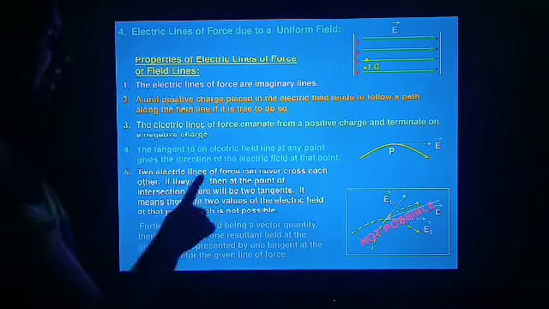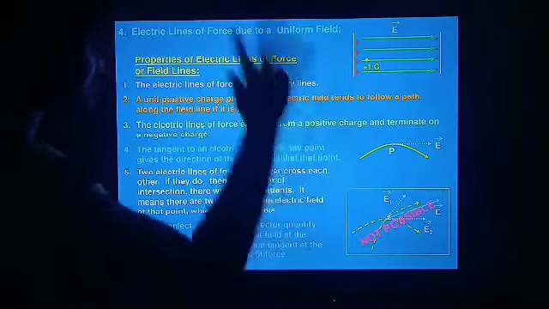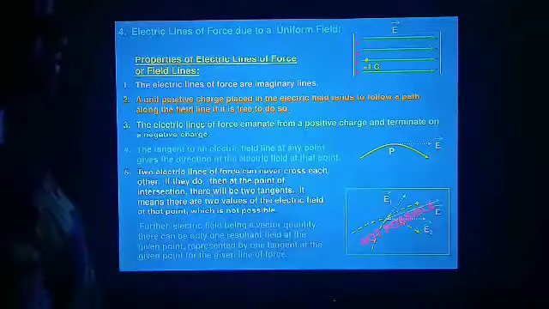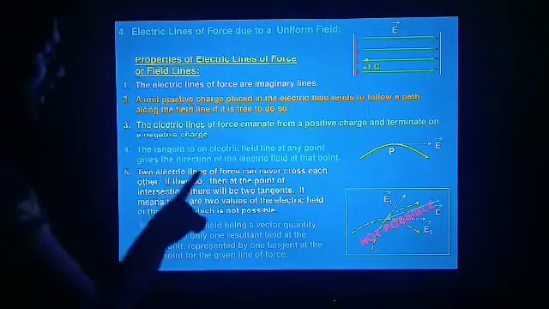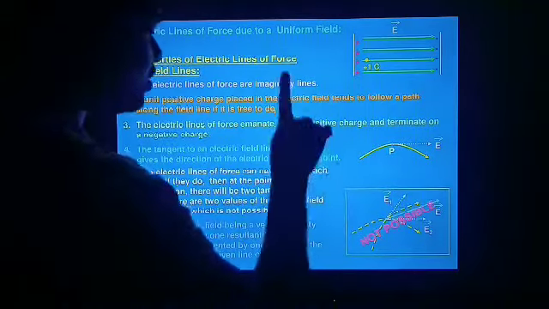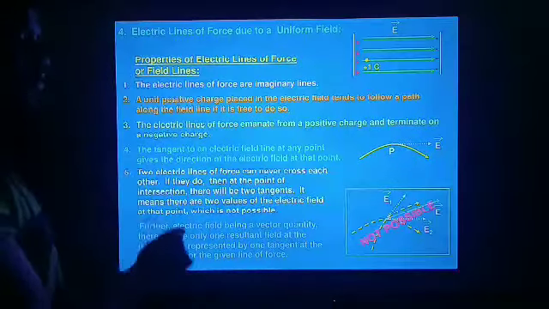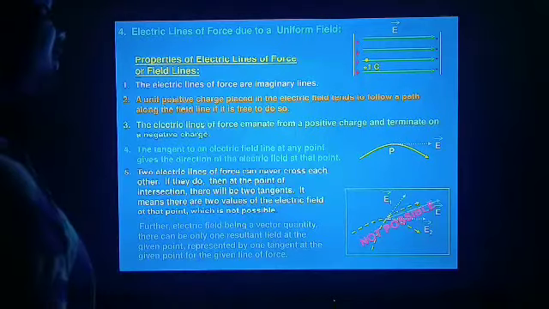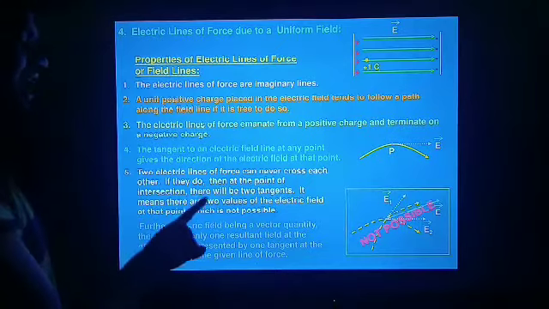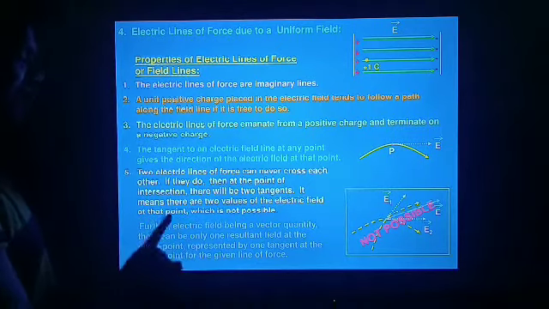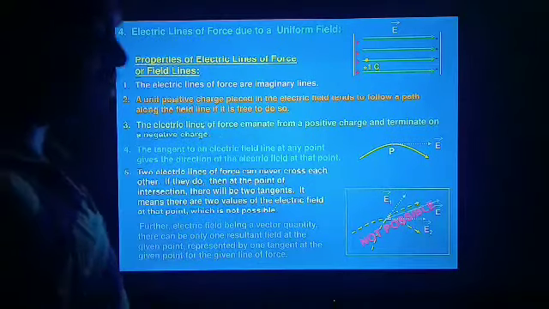Then, two electric lines of force can never cross each other or intersect each other. Very important, a question has been asked in the board paper. Two electric lines of force can never cross each other. If they do, then at the point of intersection there will be two tangents. It means there are two values of the electric field at the point, which is not possible.